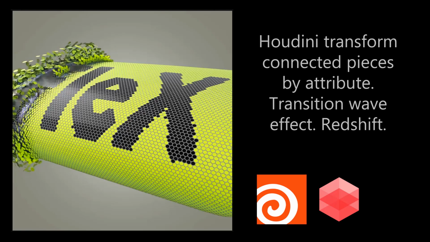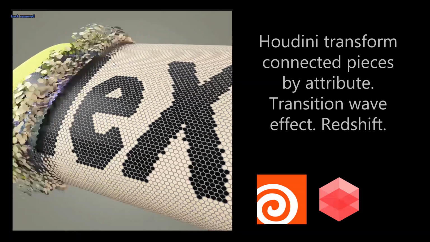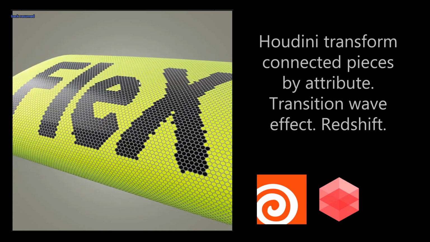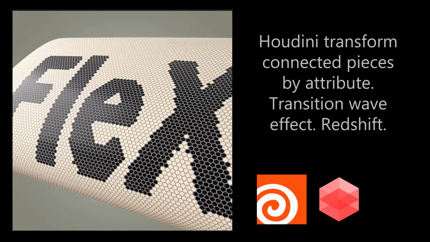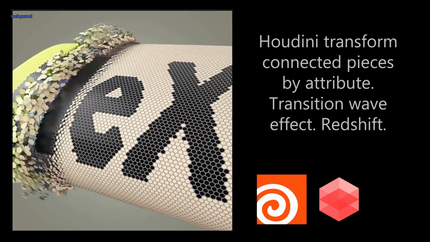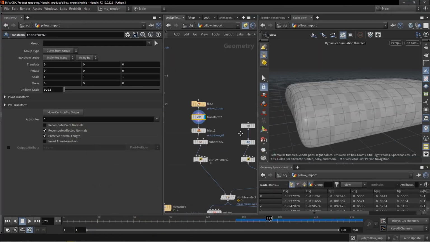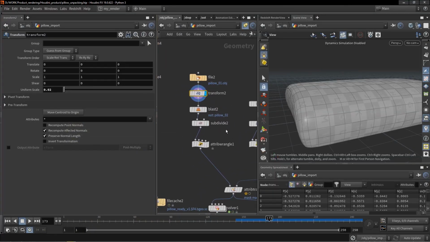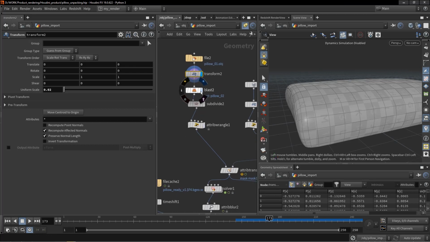Hi there. How to make this effect with Houdini? Change color, change form, transition effects. So here's how I made this. Initial geometry.